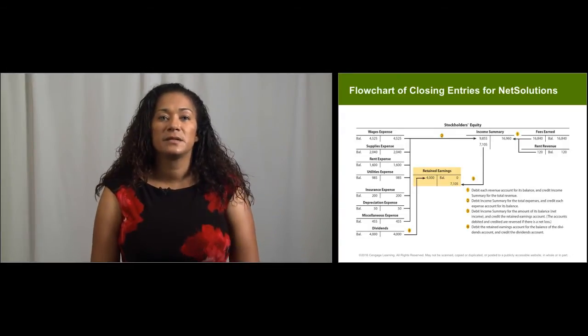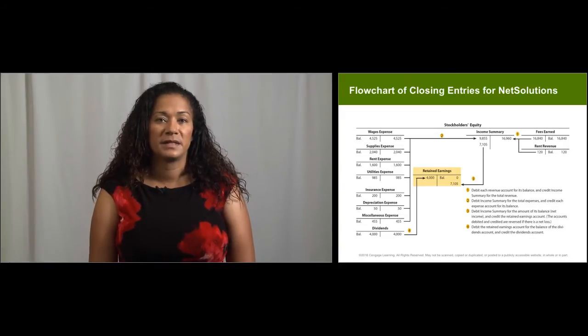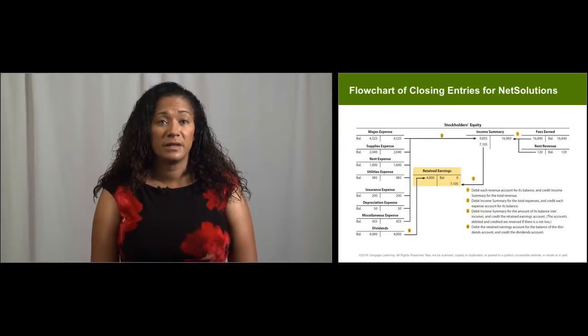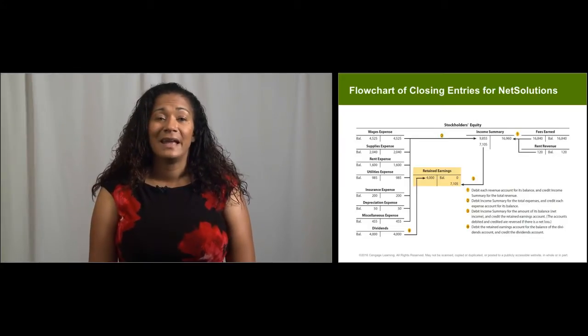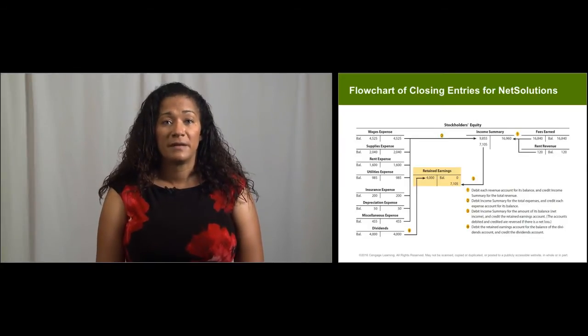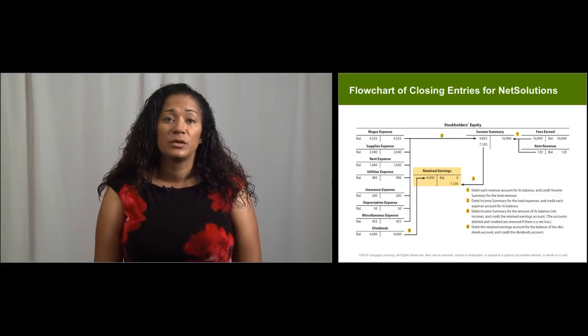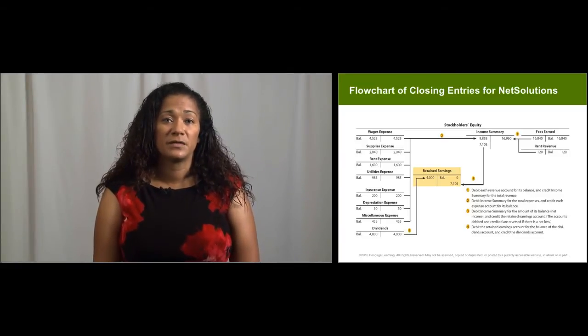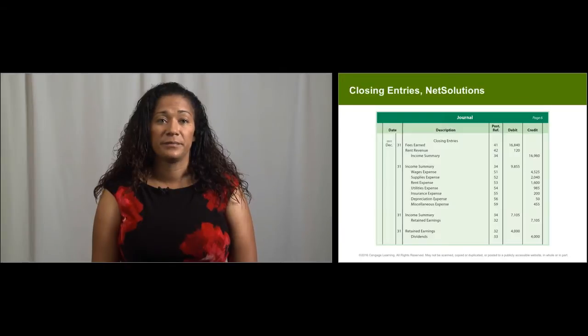The fourth and final step is to close the dividend account to retained earnings. Based on the flow chart, the dividend account has a debit balance of $4,000. The entry to close dividends is to credit the dividend account $4,000 and debit retained earnings by $4,000. This entry will zero out dividends and transfer the balance to retained earnings.